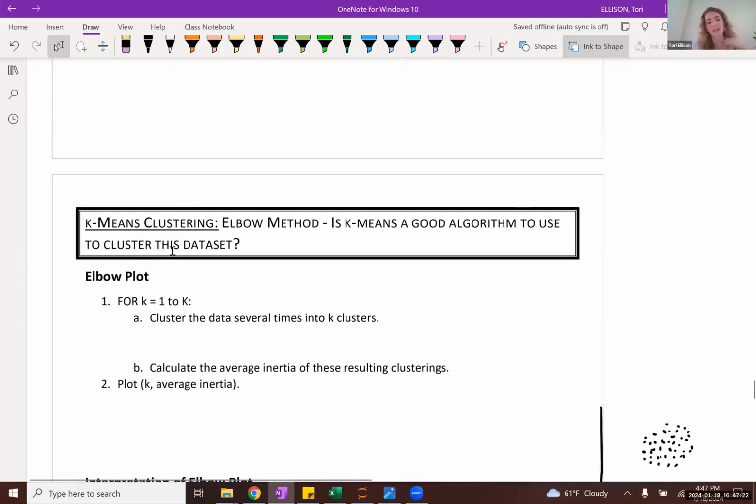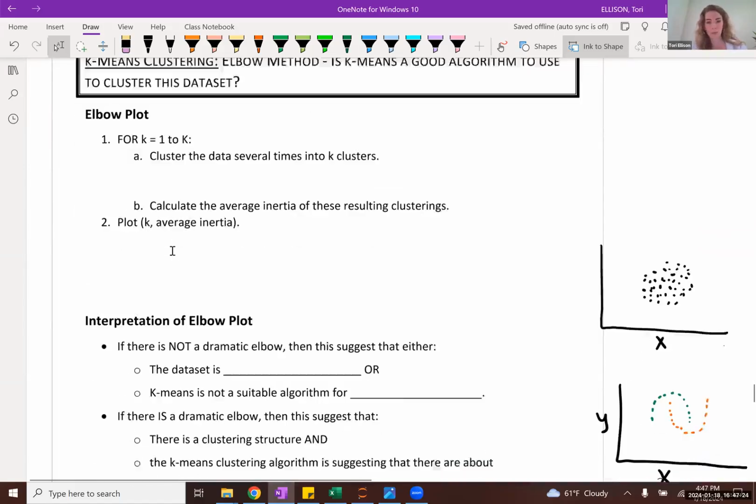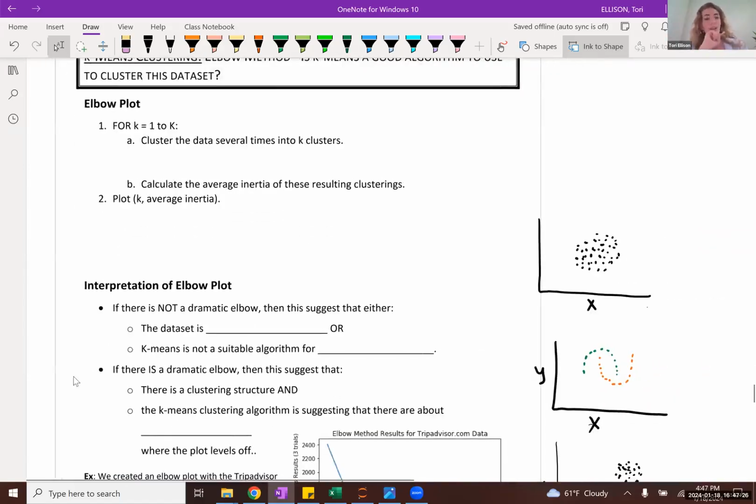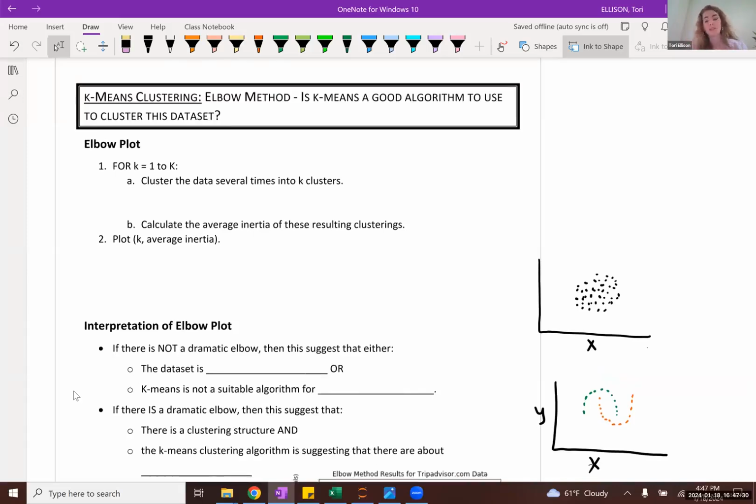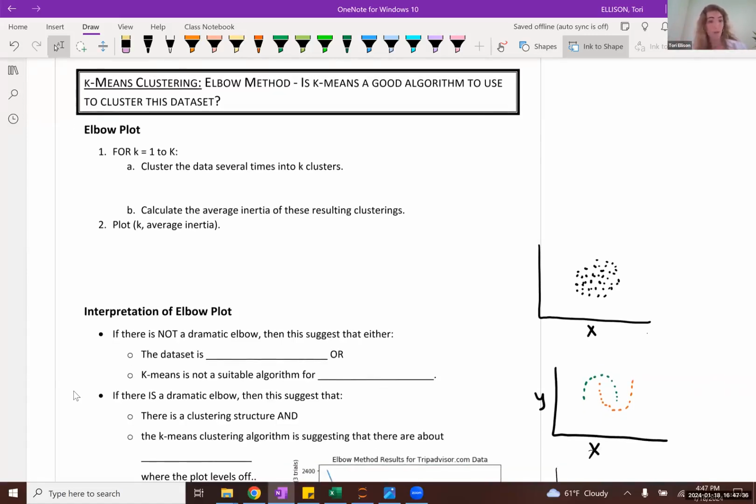So one approach that we take to not just identifying how many clusters exist in a data set, but also identifying if a data set is clusterable at all, or basically if there's any separations, is what we call the k-means elbow plot method. So here's how it works.